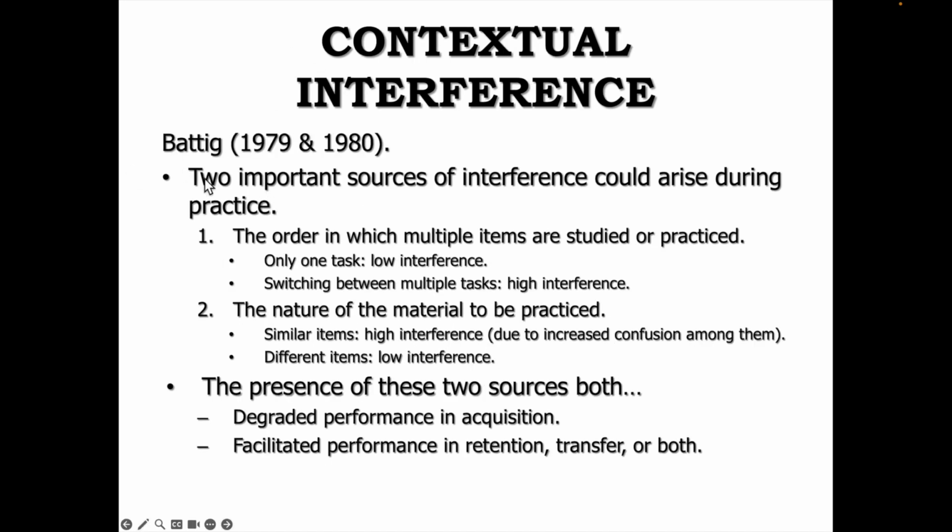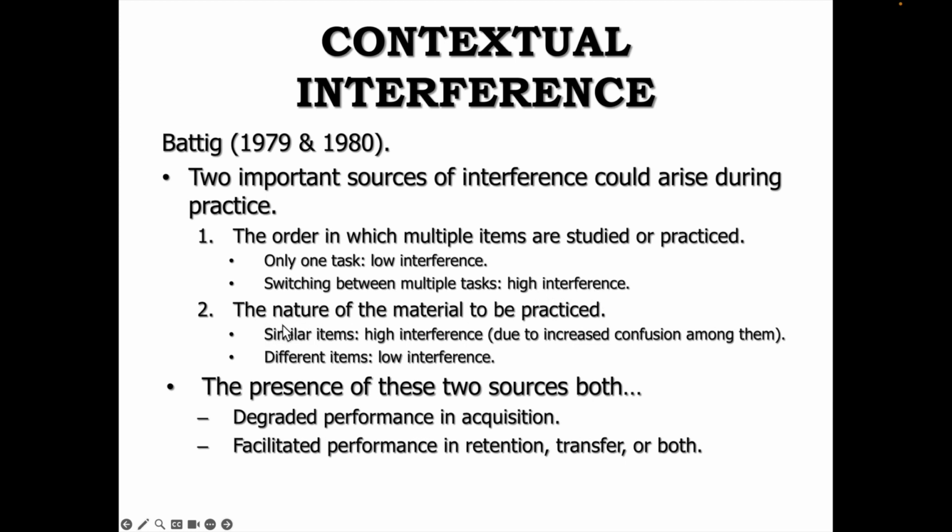Battig had a couple of different studies looking at contextual interference. Again, with contextual interference, remember that learning in one task will affect learning in a different task. There are two important sources of interference that could arise during practice. One source could be the order in which multiple tasks are studied or practiced. If we're focused on only one task, there's low interference. But if we switch between multiple tasks, there's going to be high interference.